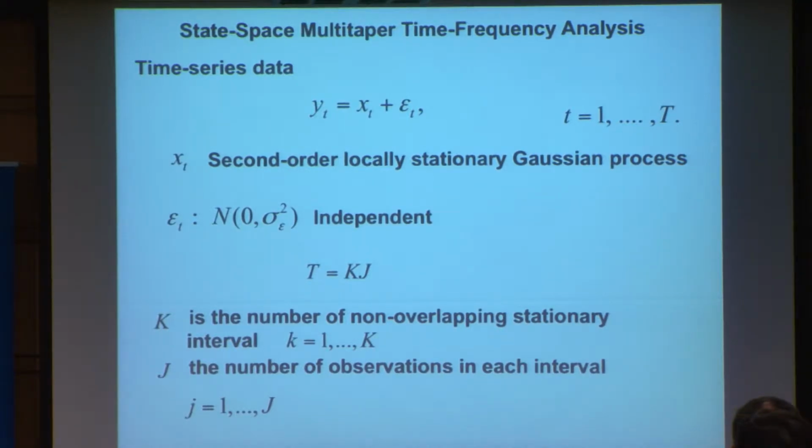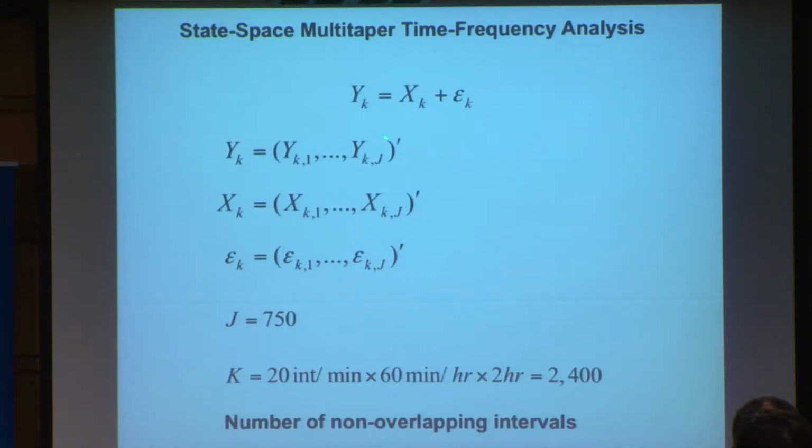So I could write these just as vectors. This is one such segment. So y is equal to x plus epsilon. Y is the data. X is the underlying locally stationary process on the kth interval, and there's the noise. I just put down an example. We record the EEG data at 250 hertz, so this would be about 3 seconds worth of data. If you had 2 hours worth of data, you'd have about 2,400 such intervals. All right, so that's the setup. Nothing fancy.